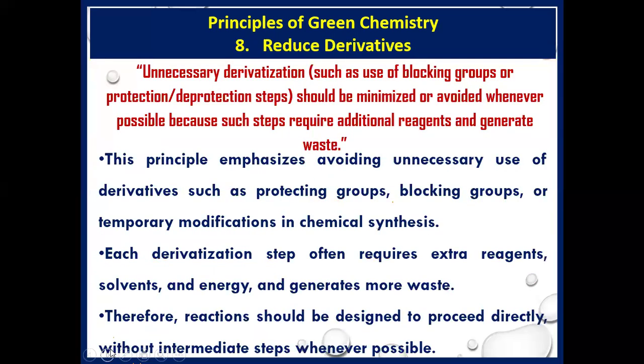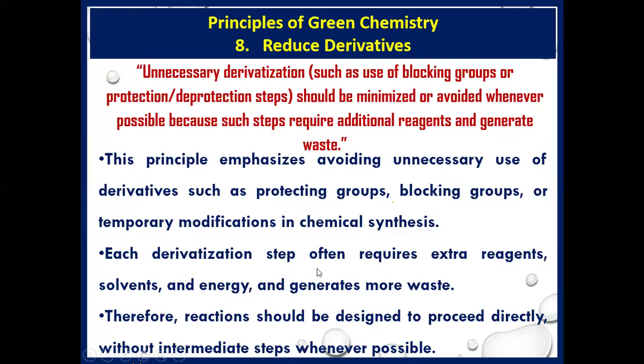Now, coming towards the eighth principle of green chemistry, that is reduced derivatives, it states that unnecessary derivatization, such as the use of blocking groups or protection or deprotection steps, should be minimized or avoided whenever possible because such steps require additional reagents and generate waste. So, to avoid the additional steps in some chemical process, we can save the extra generation of the waste product into the environment. So this principle emphasizes avoiding unnecessary use of derivatives such as protecting groups, blocking groups, or temporary modifications in the chemical synthesis.